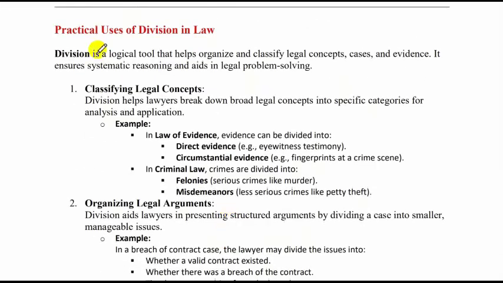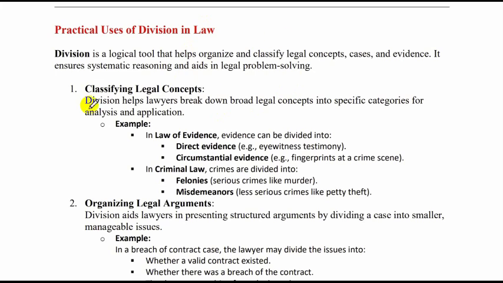Now, let's understand the practical uses of division in law. Division is a logical tool that helps organize and classify legal concepts, cases, and evidence. So basically, here in definition we defined a term, whereas in division we are organizing and classifying the legal concepts, classes, cases, and evidences. It ensures systematic reasoning and aids in legal problem solving.